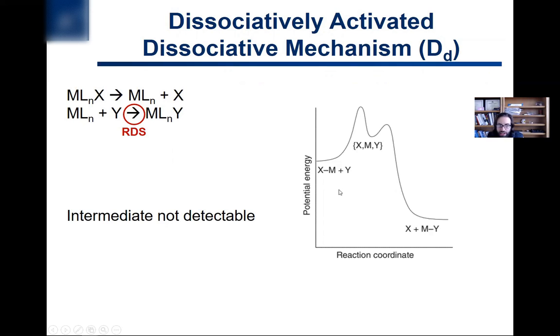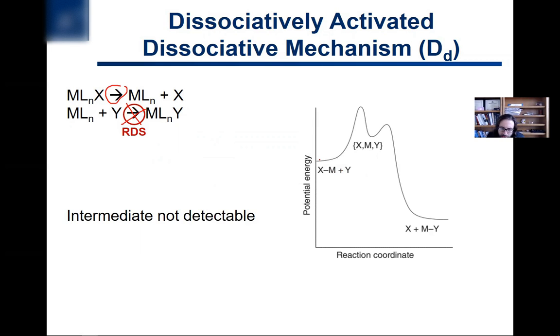All right, so what does the reaction coordinate look like for a dissociatively activated dissociative mechanism, DD? It's going to look like this, right? Where your rate determining step is the dissociation. So this is wrong. Sorry, guys, the circle there is wrong. Sorry about that. So the circle should be on here. Okay, not there. The RDS is this one.